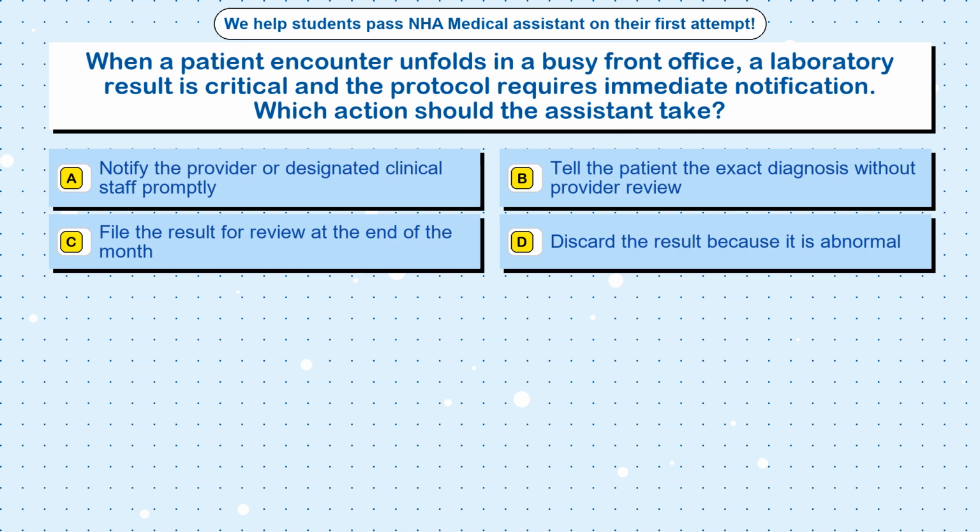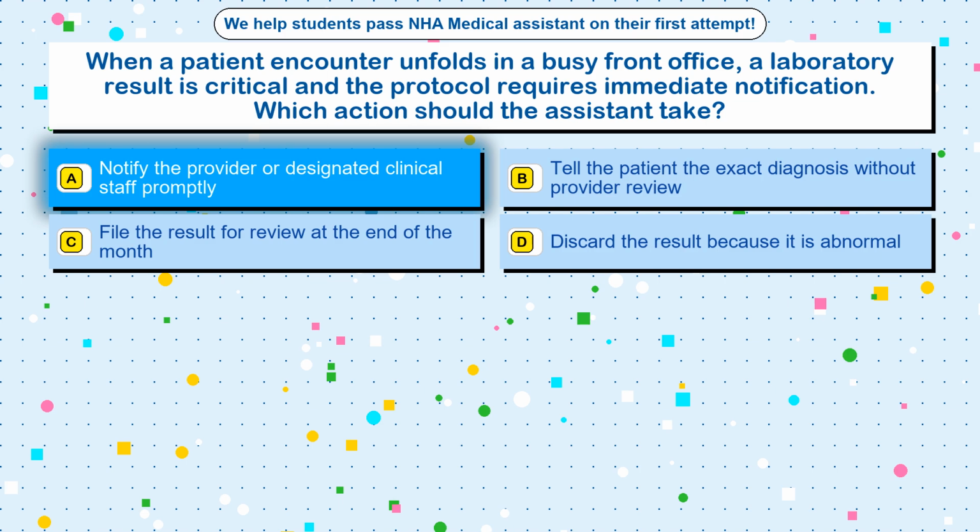Question 4. When a patient encounter unfolds in a busy front office, a laboratory result is critical and the protocol requires immediate notification. Which action should the assistant take? Option A. Notify the provider or designated clinical staff promptly. Option B. Tell the patient the exact diagnosis without provider review. Option C. File the result for review at the end of the month. Option D. Discard the result because it is abnormal.